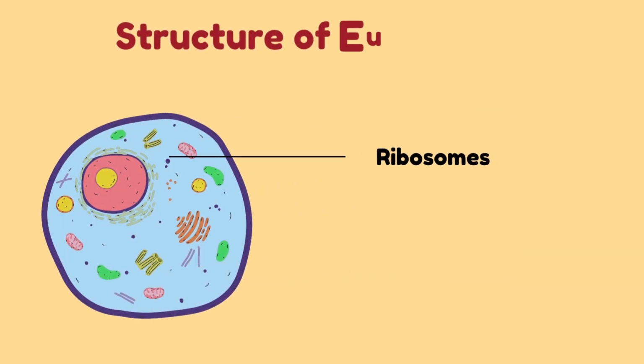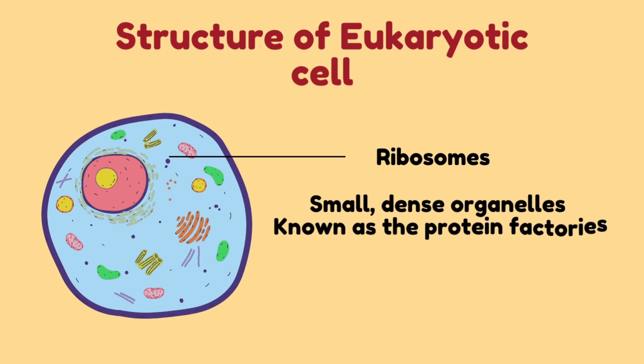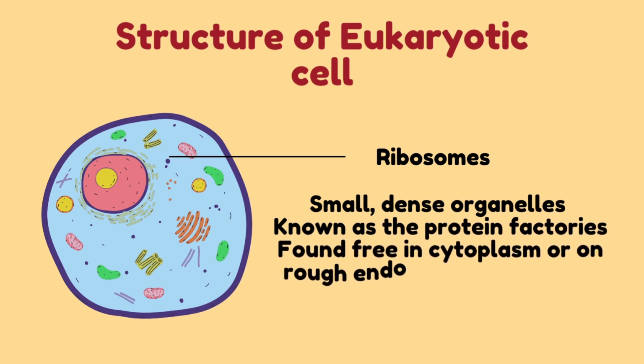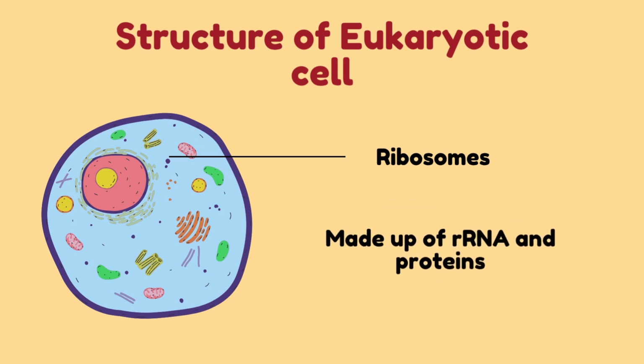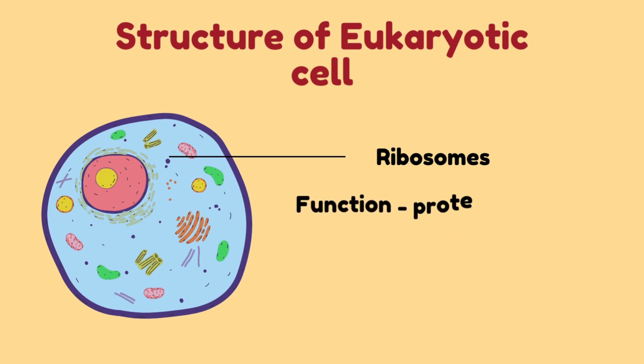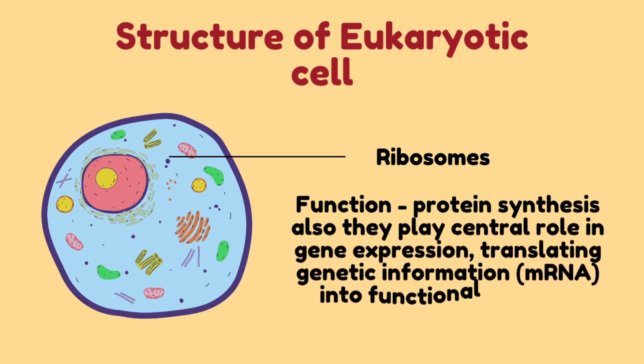Ribosomes. Ribosomes are small, dense organelles known as the protein factories of the cell and are found free in the cytoplasm or on the rough endoplasmic reticulum. Ribosomes are made up of rRNA and proteins. Their function is protein synthesis. They read instructions from the DNA to build proteins, essential for everything the cell does.